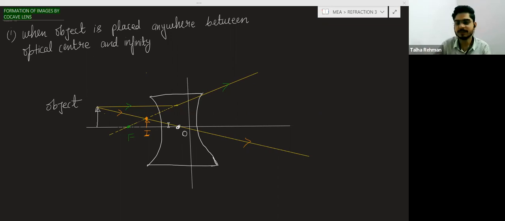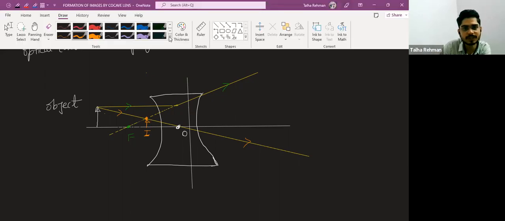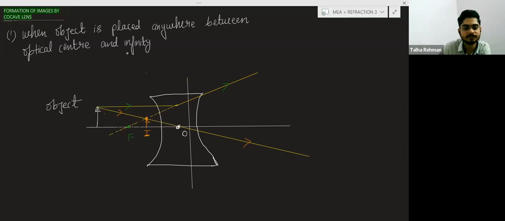The image is virtual. Now see the direction of the arrow. The object arrow is in the upward direction and the image arrow is also in the upward direction. So the image is not inverted. The image is erect. So finally we will get the image. All the things will be clear from the diagram.